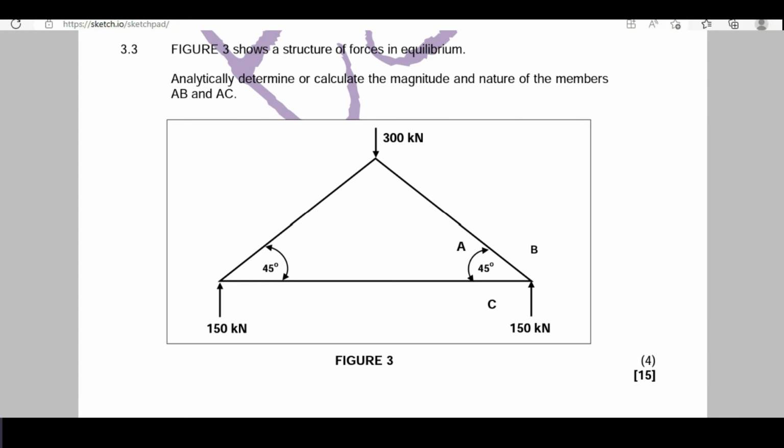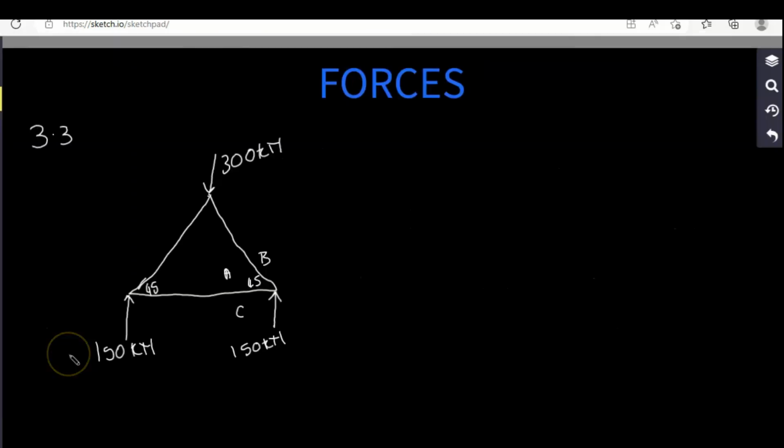Figure 3 shows a structure of forces in equilibrium. Analytically, determine or calculate the magnitude and nature of the members AB and AC. This is the diagram that we're given in figure 3, and they are telling us to calculate for AB, which is the magnitude that will be carried by this member, and the magnitude that will be carried by AC. And we also have to determine their nature. We know the nature is if the force acting there is a strut or a tie, compressive force or tensile force. So we're going to be dealing with this portion.